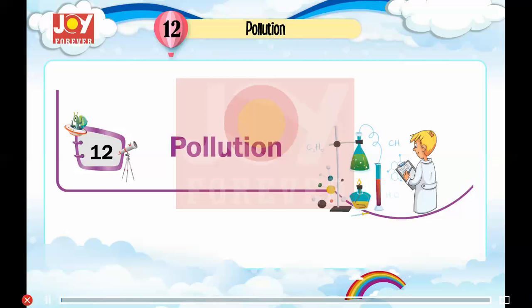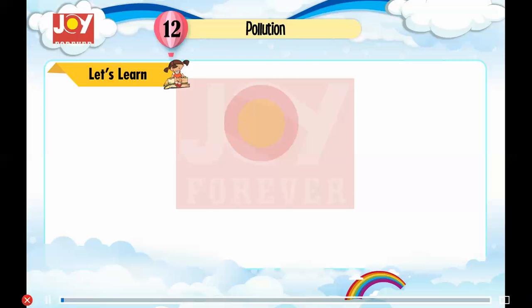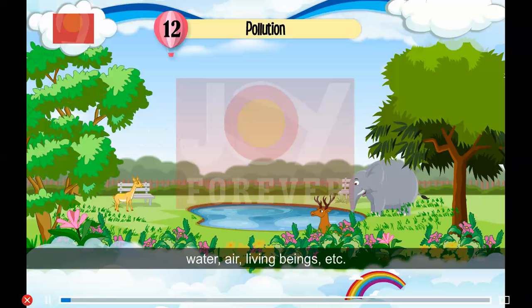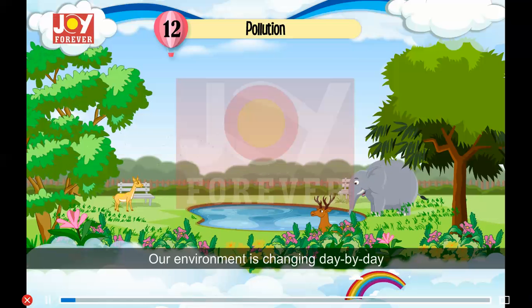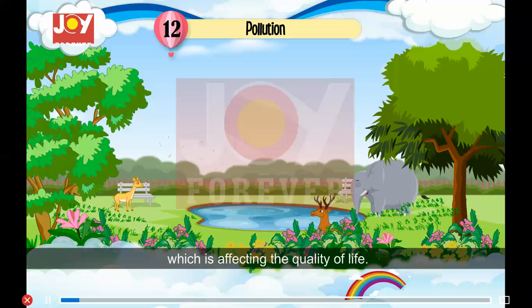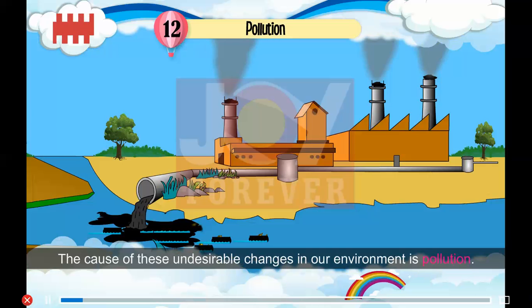Chapter 12: Pollution. Let's learn. Environment is our surroundings, which includes everything like land, water, air, living beings, etc. Our environment is changing day by day, which is affecting the quality of life. The cause of these undesirable changes in our environment is pollution.